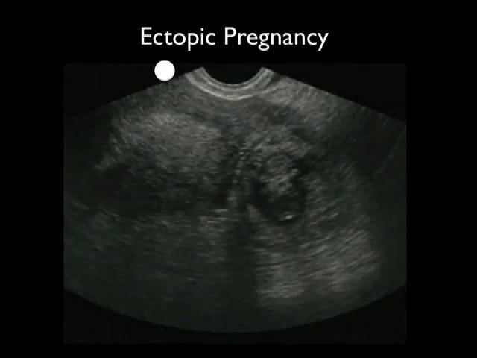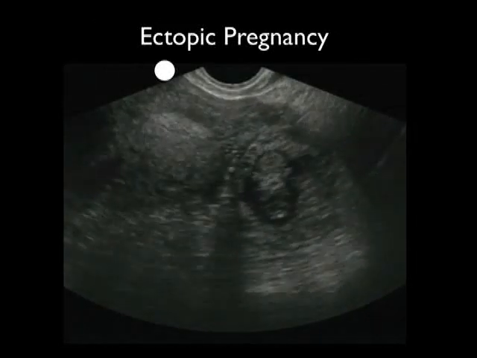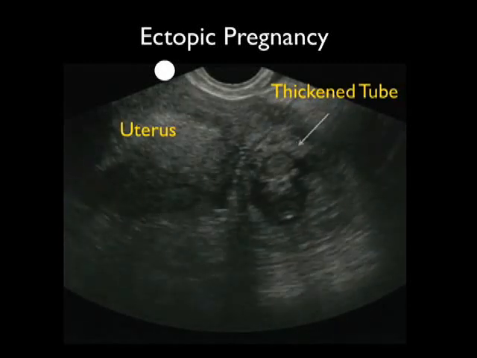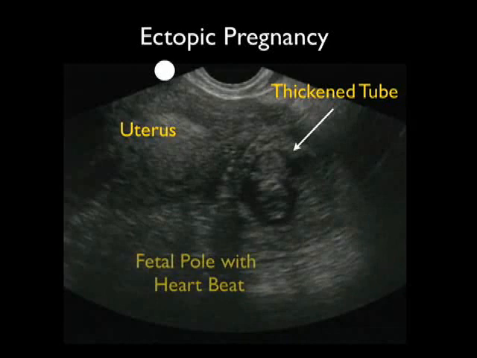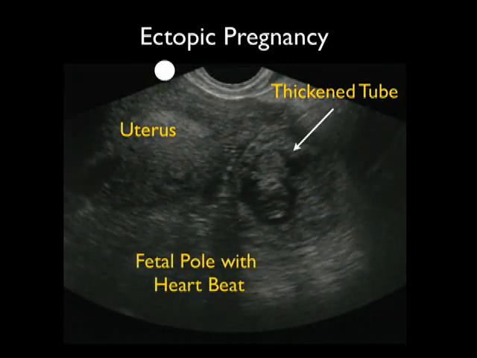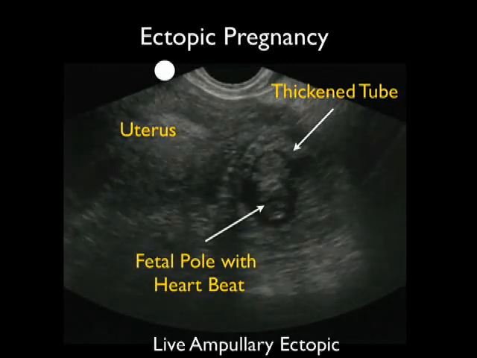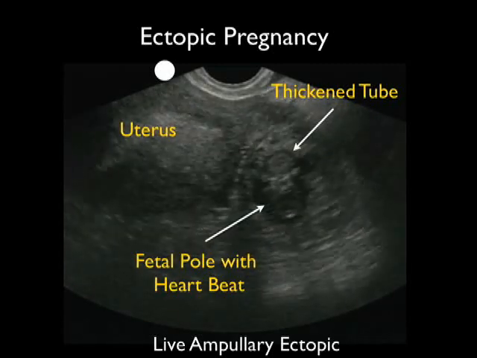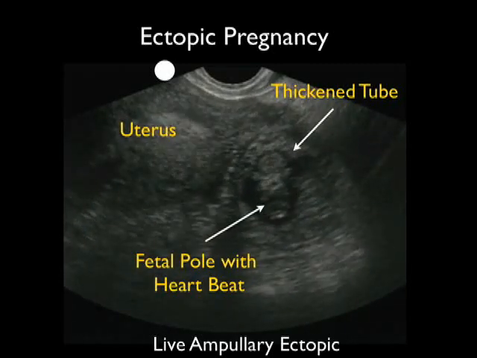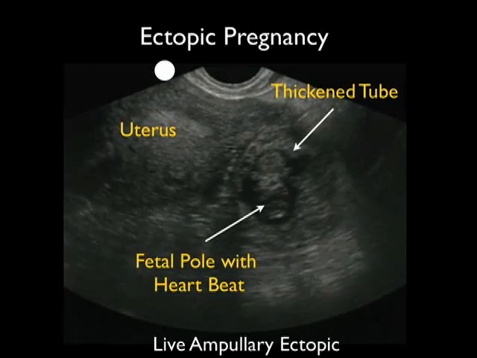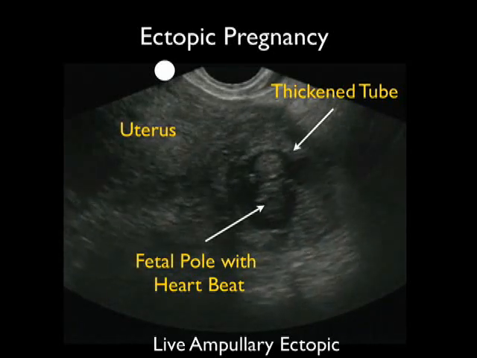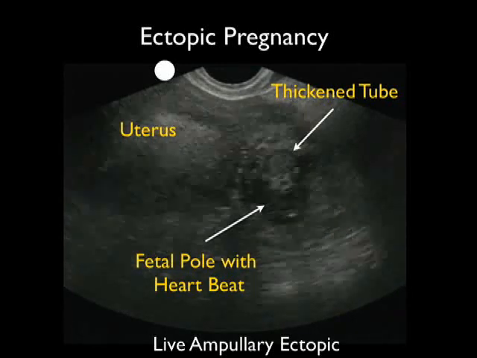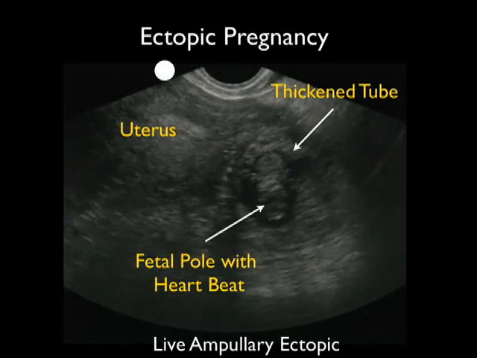Here's another presentation of an ectopic pregnancy. Again, we're scanning in a short axis plane, and we see here the uterus to the left, and outside the uterus, a separate structure. We note here the presence of a thickened fallopian tube, and inside the thickened fallopian tube, we see a fetal pole with a heartbeat, consistent with a live ampullary ectopic pregnancy. Unfortunately, in this case, the presence of a fetal pole with a heartbeat is a contraindication of methotrexate therapy, and this patient will need to undergo surgery.